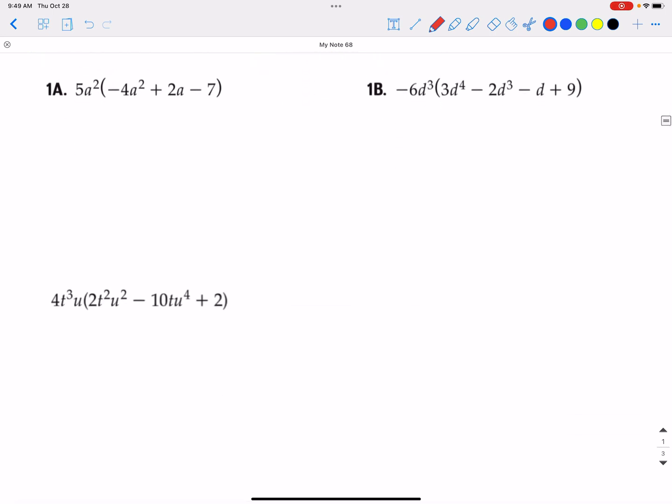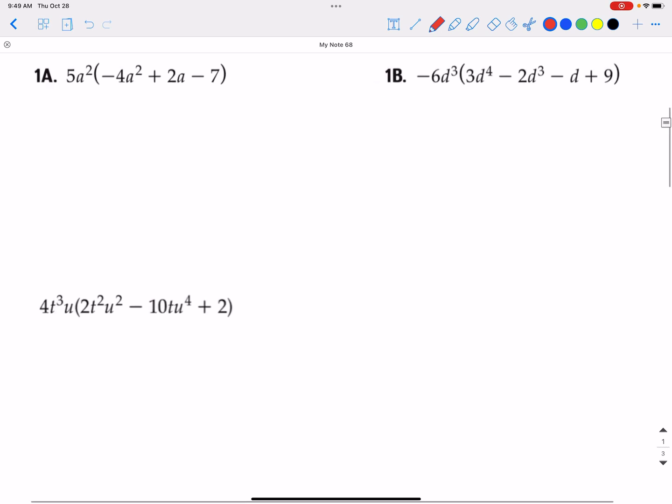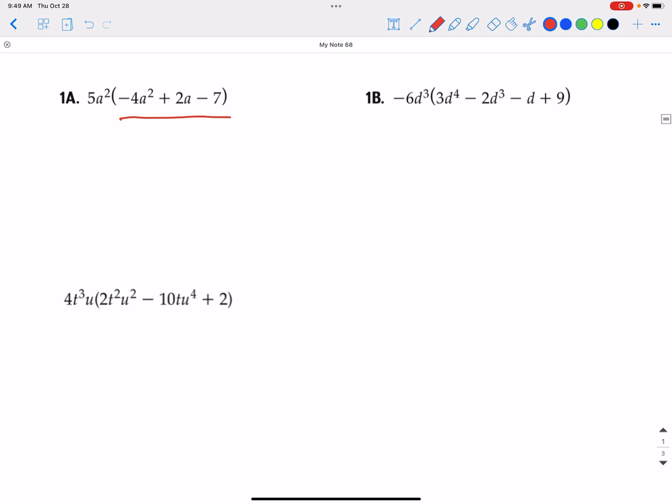Let's do a few more. So again, I'm going to double check. Can I do anything inside of parentheses? And I cannot because I have no like terms. And I also have no exponents outside of the parentheses that I have to multiply out. So I do the multiplication step, which means I start distributing.